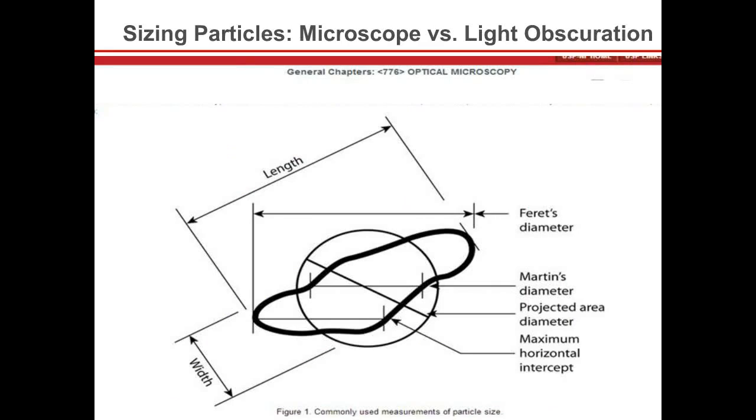If you go to the USP <776>, they discuss optical microscopy, and they talk about some of these methods. And when you look at those and you try to set forward then what it would be for that object using Feret's, so we say, okay, Feret's diameter, well, it's about that length in equivalent. And then we go and we look at the projected area, excuse me, the maximum horizontal, and then we also look at projected area. Martin's, we get different values.